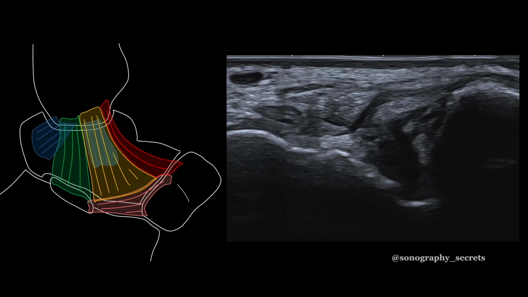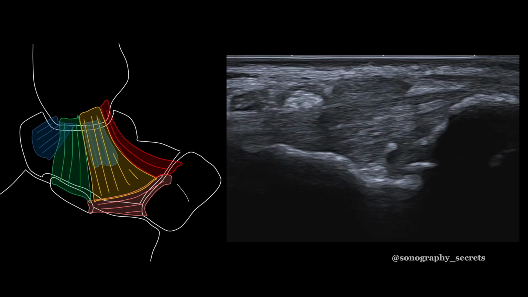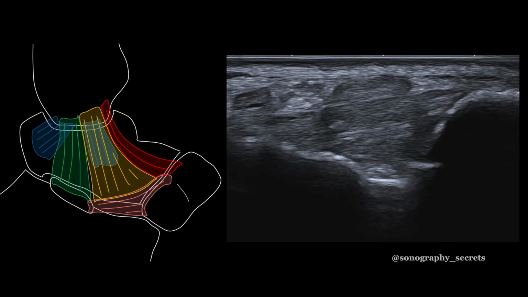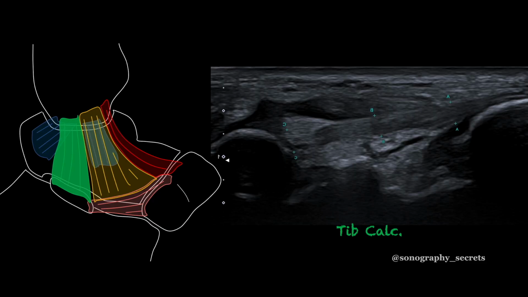Once we fall off the tibia, we need to dorsiflex the foot, and here we can identify the posterior tibio-talar component of the deltoid, the most common component to become pathologic. With the foot still in dorsiflexion, we can plant one end of the probe on the tibia and rotate the bottom end of the probe to identify the tibio-calcaneal component.